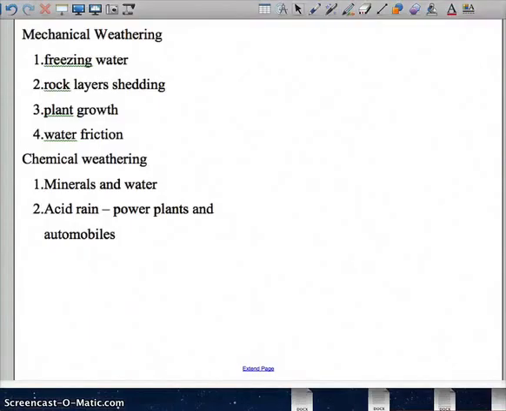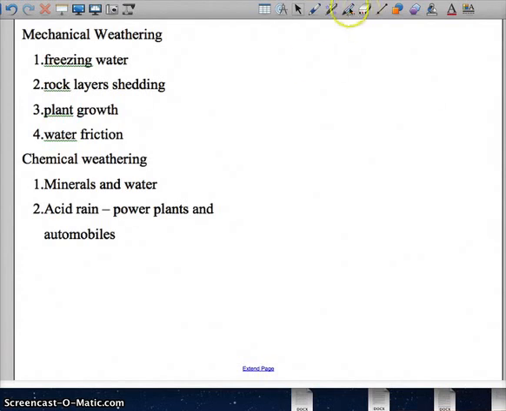This is the Coosa Middle School Weather Channel. No, it's weathering, not weather. You're a science teacher, not a news reporter. Oh, well, in that case, let's talk about weathering.